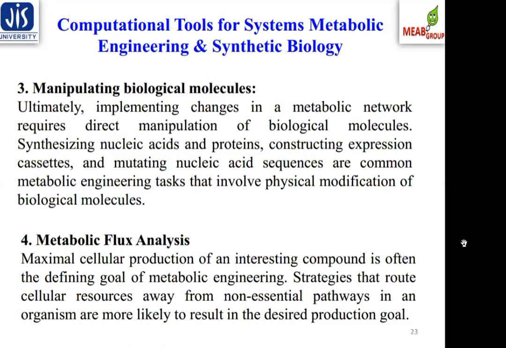Fourth, which is very important, is the metabolic flux analysis. Maximal cellular production of an interesting compound is often the defining goal of metabolic engineering. Strategies that route cellular resources away from non-essential pathways in an organism are more likely to result in the desired production goal.